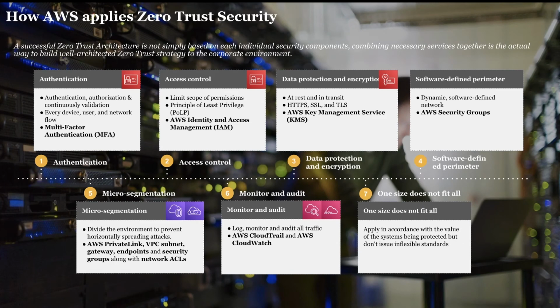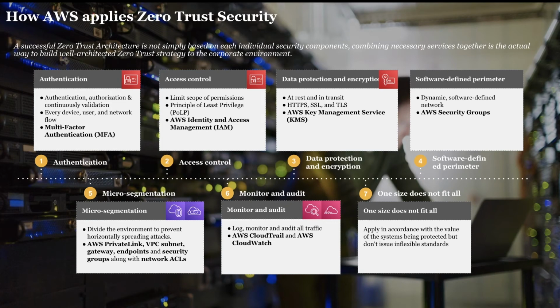From AWS's perspective, instead of relying on individual components, Zero Trust security can only be accomplished by unifying multiple needed services together. First of all, every device, user, and network flow must be authenticated, authorized, and continuously validated. AWS multi-factor authentication can be used for AWS accounts, individual IAM users, or even control access to AWS service APIs.